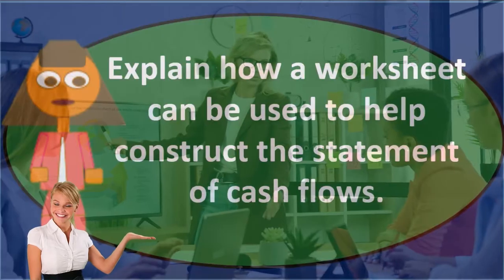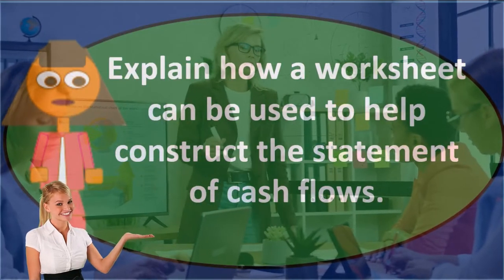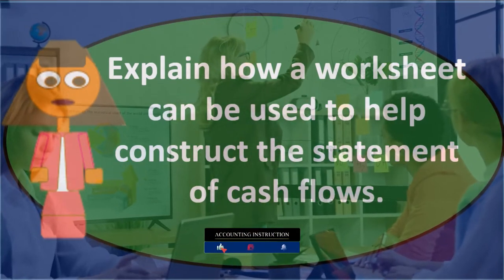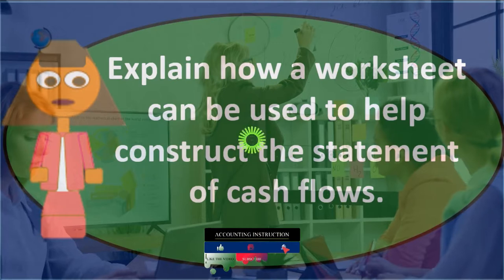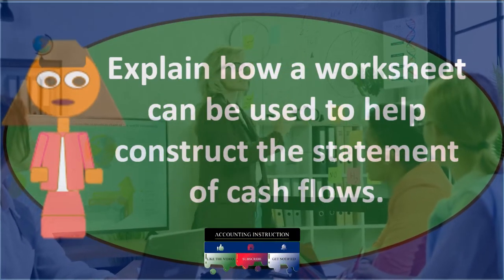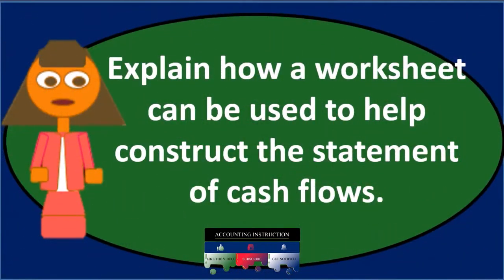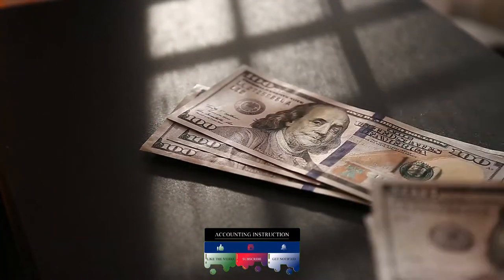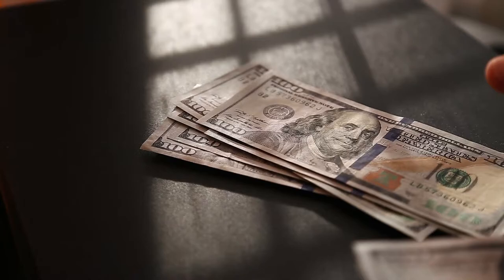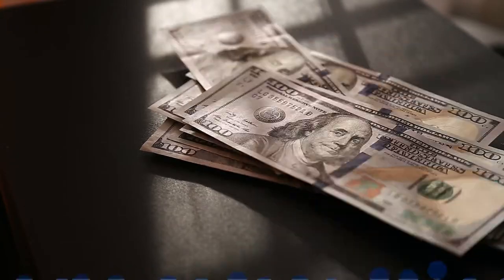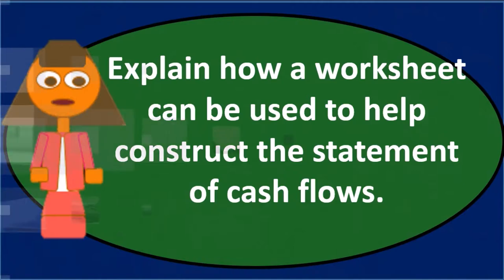And then how to construct it. And by doing that, we may then pick up some of this information in terms of a worksheet. So the statement of cash flows is one of our major financial statements. We've got the balance sheet, the income statement, statement of equity, and statement of cash flows. The statement of cash flows is going to be measuring the change in cash in three major categories, those being operating, investing, financing.